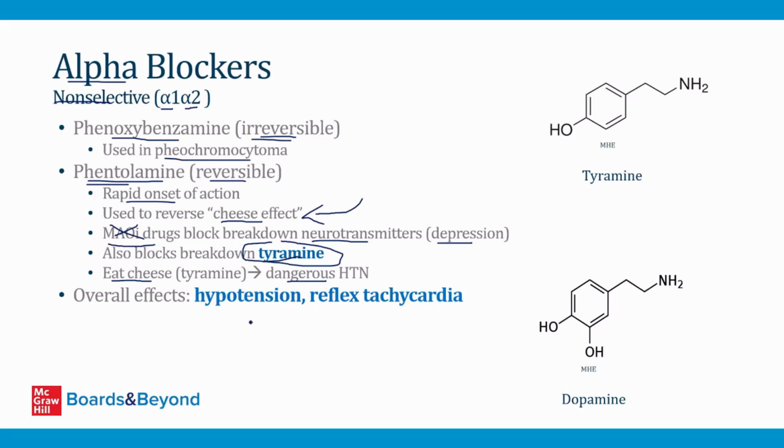Both of these drugs, however, because they block alpha-1 receptors, they cause peripheral vasodilation, and therefore they lower the blood pressure. So these drugs can cause hypotension. That's why we use them in pheochromocytoma, to bring down the blood pressure.